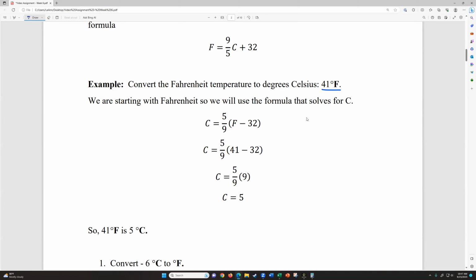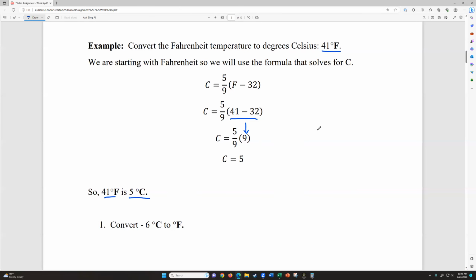First step is to plug in your Fahrenheit. Then we're going to use order of operations. We're going to subtract first because this is in the parentheses. So 41 minus 32 is 9. Then we multiply 5/9 times 9. Now 9 is like 9 over 1, so the 9s would cancel out, and we'd just be left with 5. So 41 degrees Fahrenheit is 5 degrees Celsius.